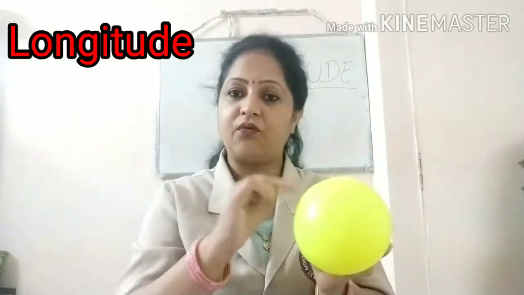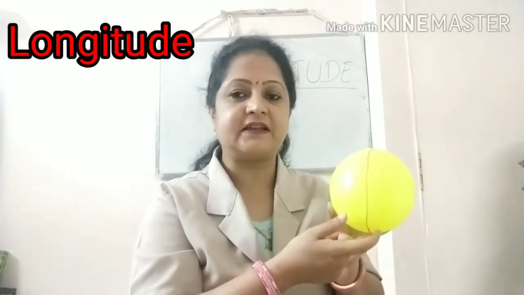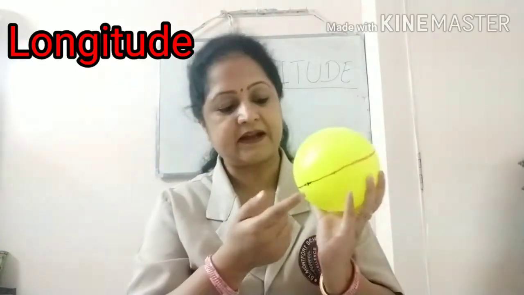as well as the 180 degree meridian, both are common for the eastern and the western hemisphere. Okay, so these two lines are common, and for this 180 degree line, here we write both 180 degree E and 180 degree W, because this line is common for both eastern and the western hemisphere. I told you that all these lines form a semicircle, and all these lines meet at the North Pole and at the South Pole.